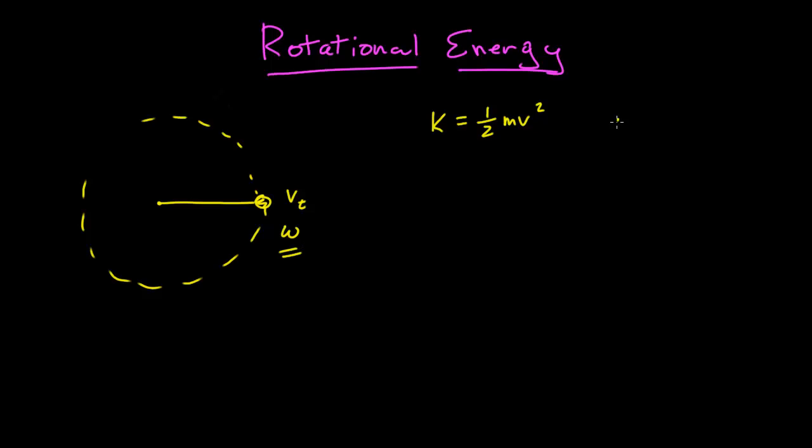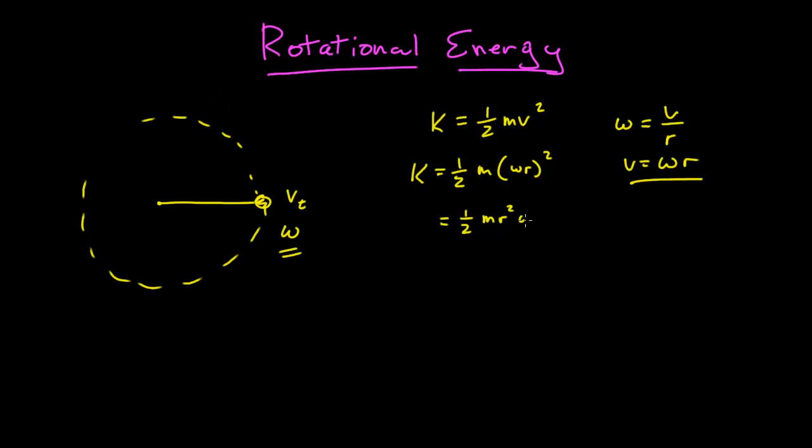Well, I know that omega is equal to v over r. That's tangential velocity. v is equal to omega r. So if I substitute that into my kinetic energy, I get 1/2 m (omega r) squared. So I rewrite this a little bit: 1/2 m r squared omega squared.